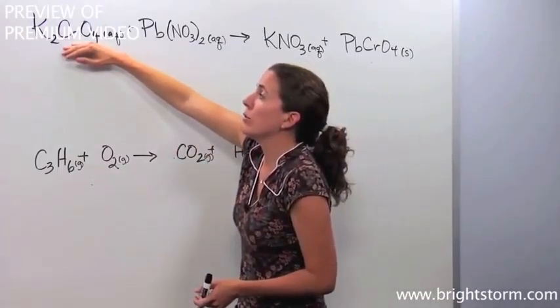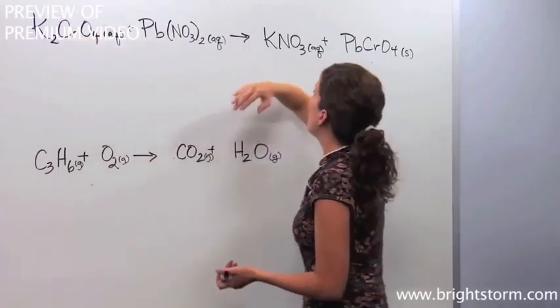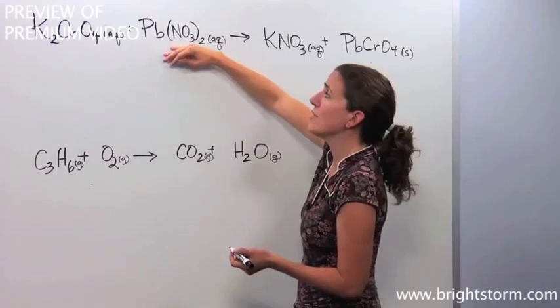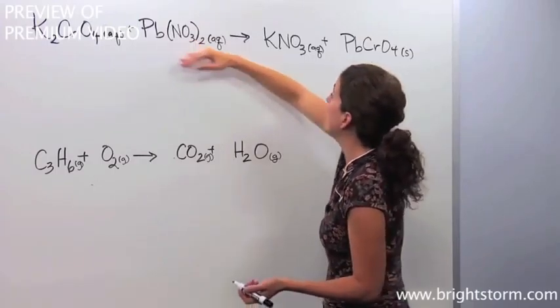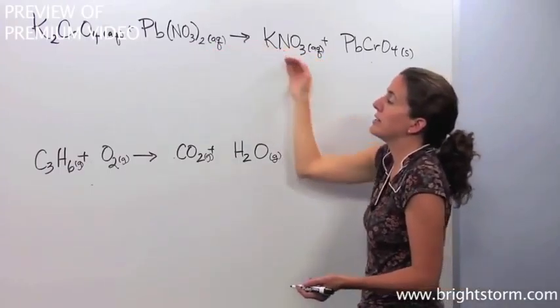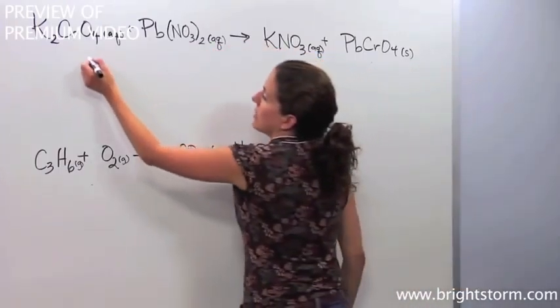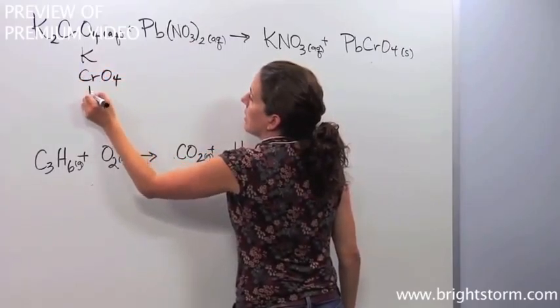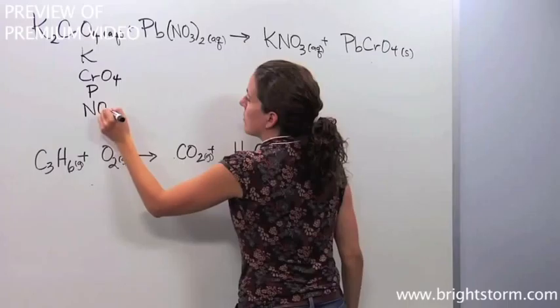We have a chromate polyatomic ion here. We also have a chromate polyatomic ion here. I can just keep those together. I also have a nitrate polyatomic ion here and a nitrate here. I don't have to separate the nitrogen and the oxygen out. I can keep them together since they're on the reactants and product side both. So I'm going to separate everything else out. Potassium, chromate, lead, and nitrate.